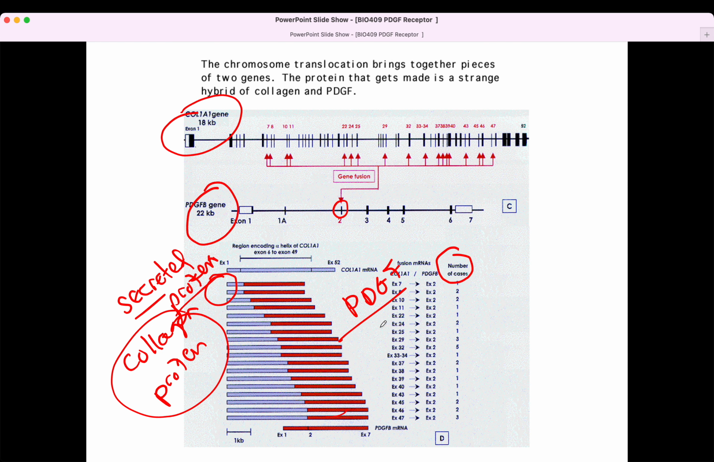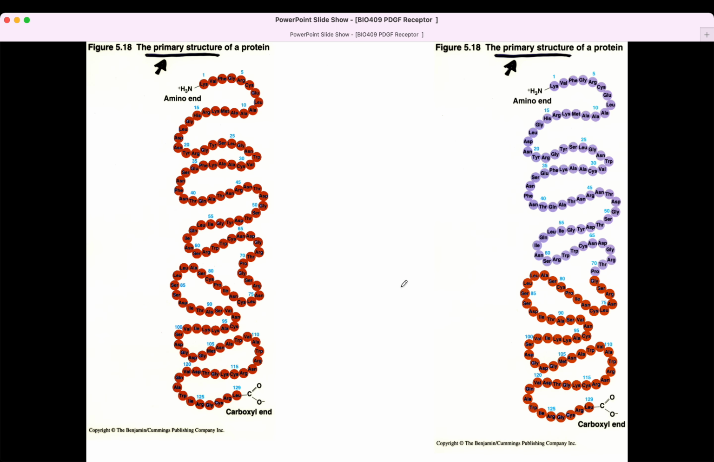The PDGF is a cytoplasmic protein. Remember, it got made in the megakaryocytes, and it's just floating around the cytoplasm, and the contents of the platelet is part of the cytoplasm. When we said that, and this just shows a picture of the primary structure of a protein, and we're making this chimeric hybrid protein.